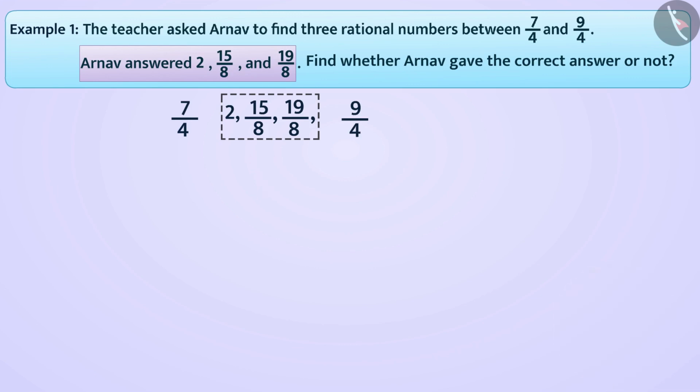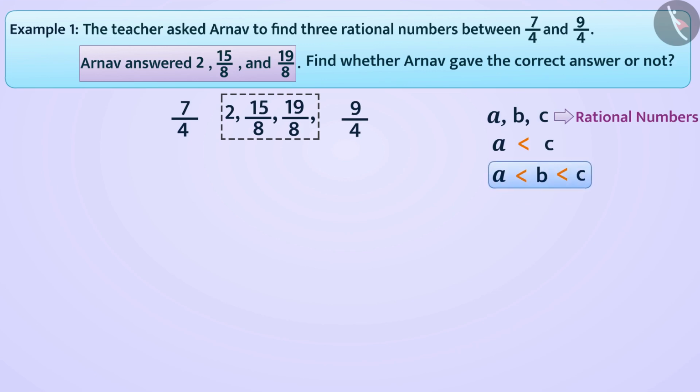Let me tell you. If A, B, C are rational numbers where A is less than C, then B is the rational number between these two only when A is less than B is less than C. B is greater than A but smaller than C. Here 7 by 4 is less than 9 by 4. In this way, here we see whether in 2, 15 by 8 and 19 by 8, each number is greater than 7 by 4 and smaller than 9 by 4 or not.